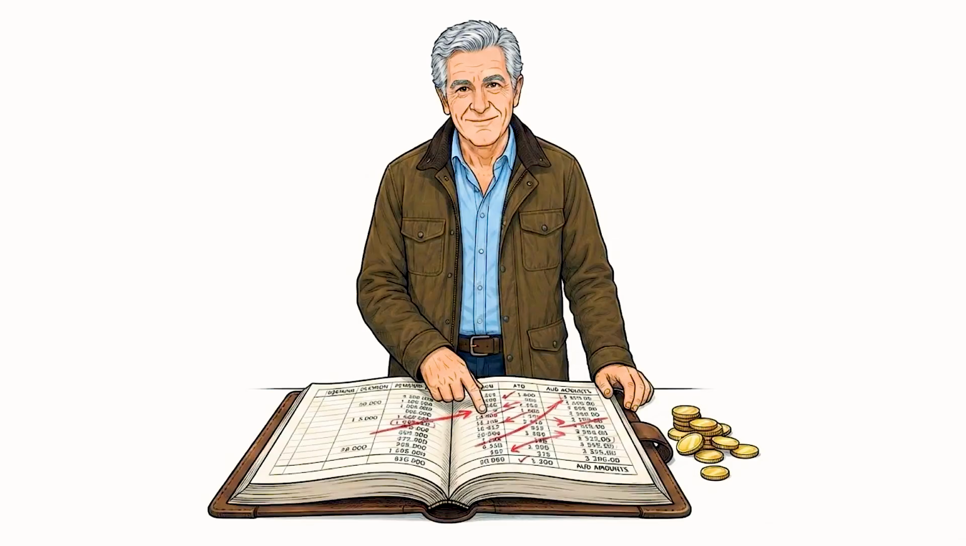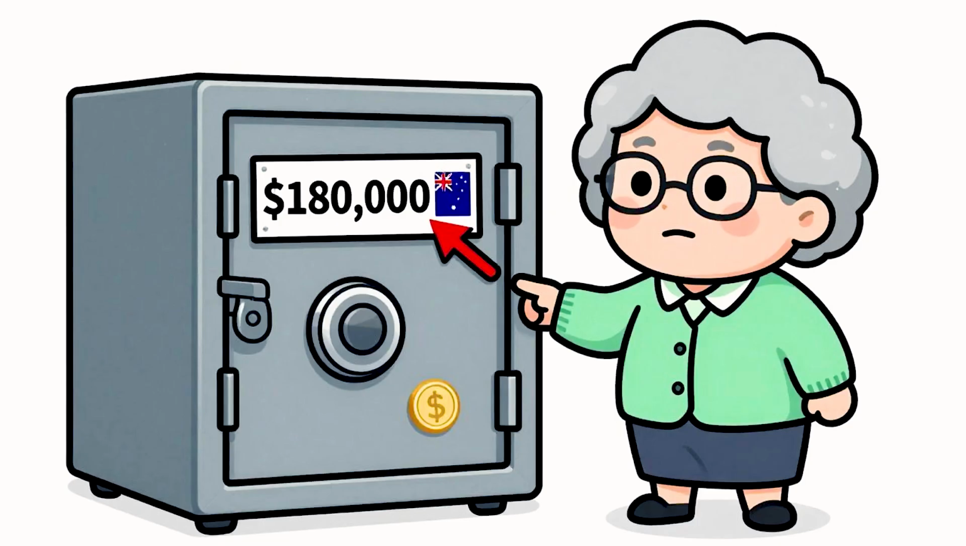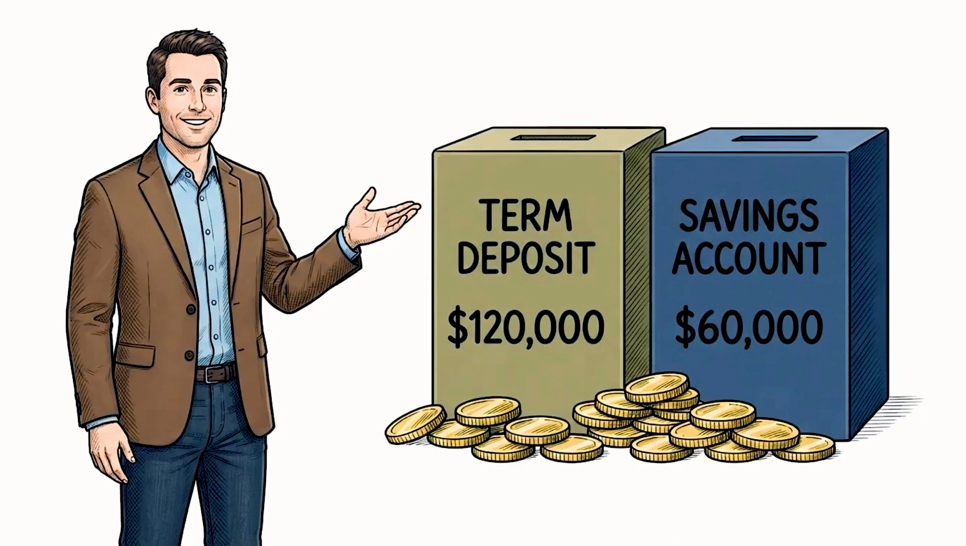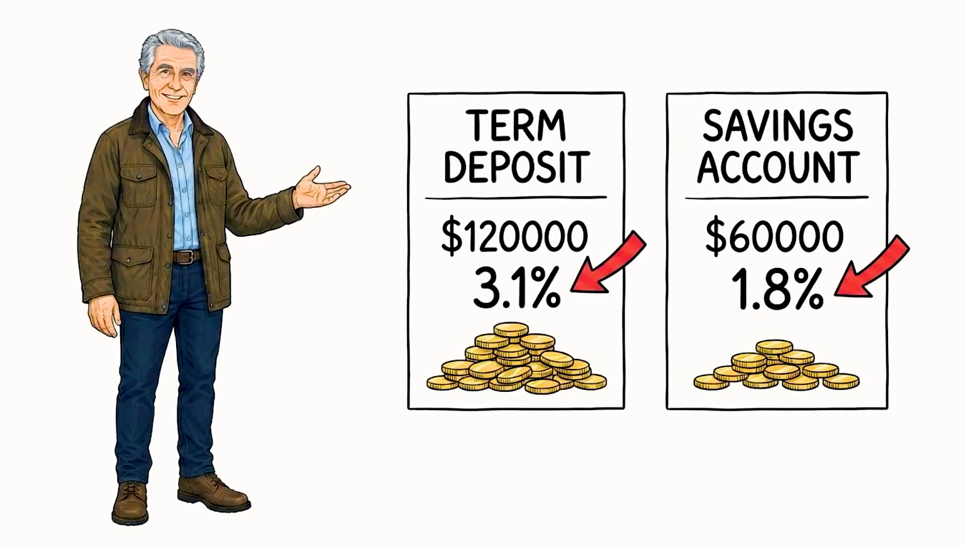Let me show you exactly what this looks like in practice, because once you see the numbers laid out clearly, it stops being abstract and starts being something you can actually act on. Meet Margaret. She's 72, single, owns her home, and she has $180,000 in financial assets. That includes $120,000 in a term deposit and $60,000 in an everyday savings account. Her term deposit is earning 3.1%. Her savings account is paying 1.8%.